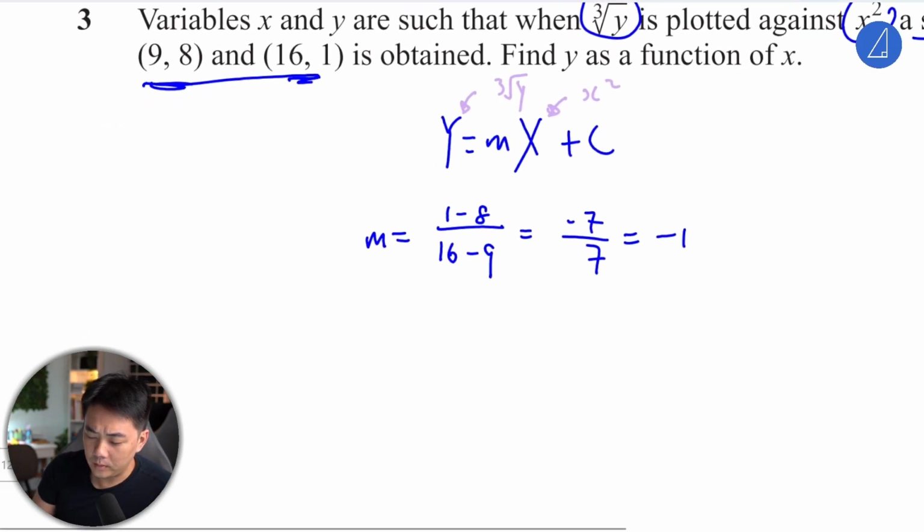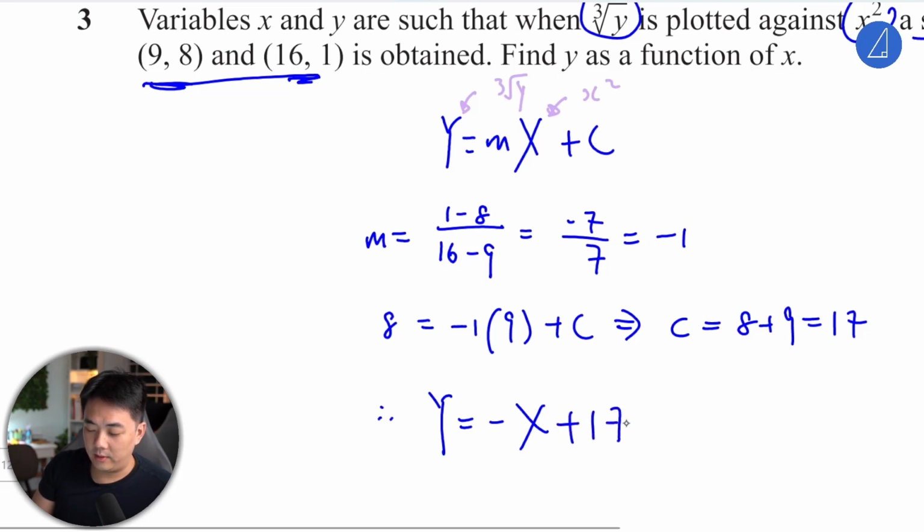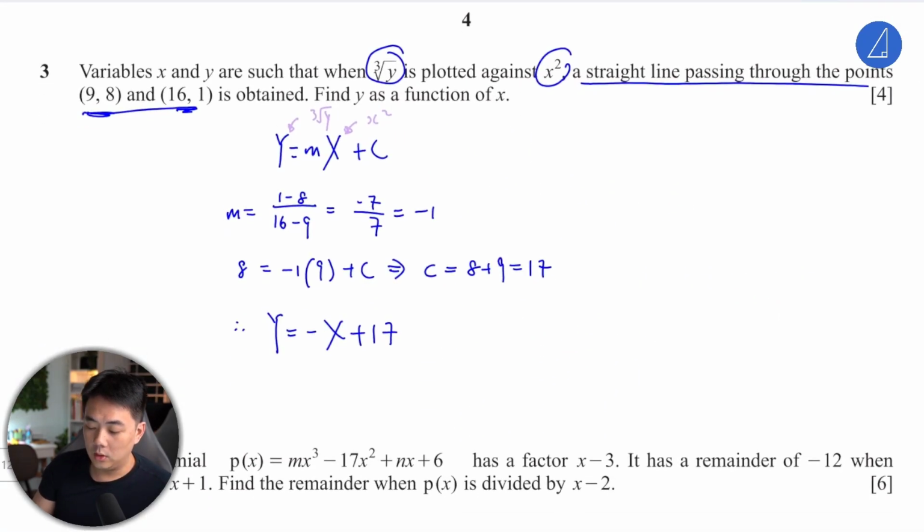Then we could substitute this in. So we have y is 8, m is negative 1, X is 9, plus c. So we can solve for the c as well: 8 plus 9, which is actually 17. So capital Y is equal to negative capital X plus 17. Now we have got the linearized form here.